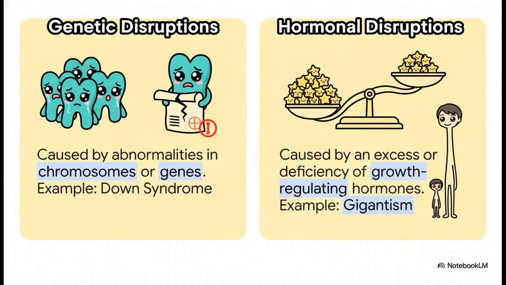Growth across the whole system can get disrupted too. On one hand, you can have genetic errors like the extra chromosome in Down syndrome that change the core instructions in the blueprint itself. On the other hand, the blueprint might be totally fine, but the hormonal signals that regulate growth get messed up, leading to conditions like gigantism.